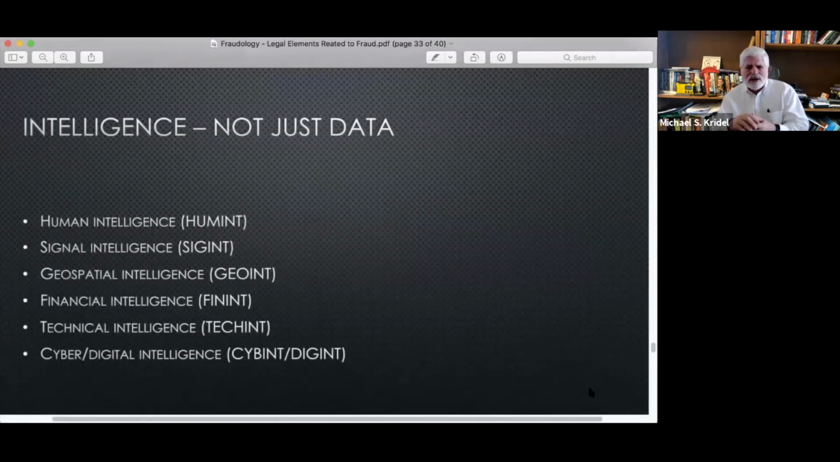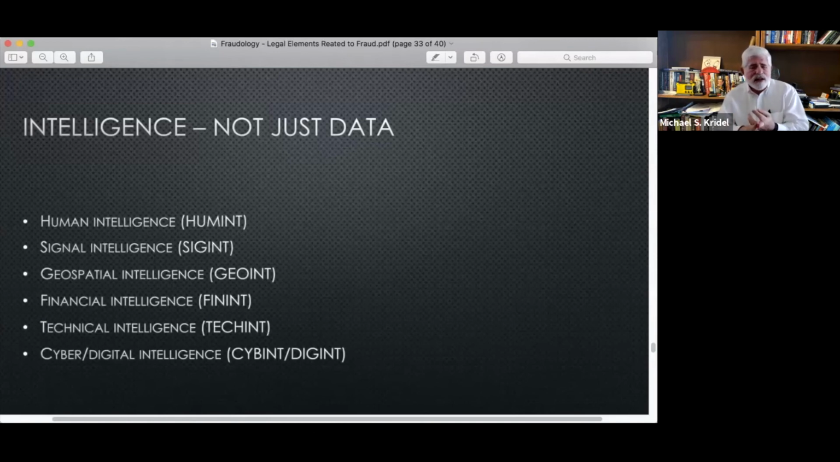There are different types of intelligence that all investigators use. It just depends on what your issue is. HUMINT, SIGINT, GEOINT, FININT, TECHINT, and CYBINT. Human intelligence, that's talking to people. Signal intelligence, that's basically transmissions, telephones, faxes, electronic communication.